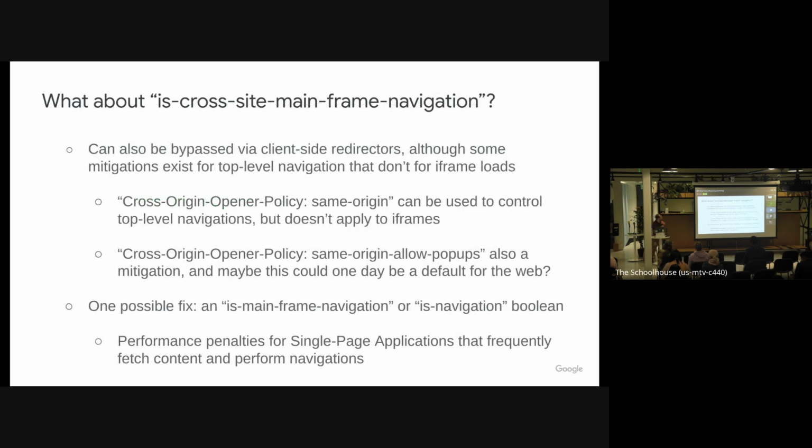So the question arises, is the cross-site mainframe navigation Boolean subject to these attacks? And it is, except that it's a little bit better for top-level navigations versus iframes. For top-level navigations, there are at least some mitigations. Specifically, in theory, you can use the Cross-Origin-Opener-Policy same-origin header to say that top-level navigations to these client-side redirectors can't happen. And this is something that can't be applied to iframes, since COOP doesn't take effect for iframes.